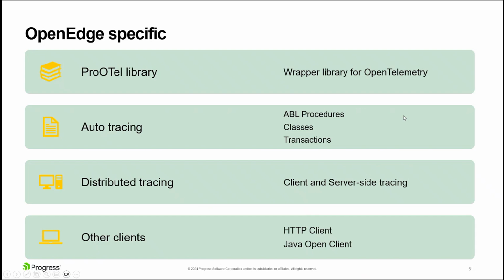So how are we using OpenTelemetry in OpenEdge? We have developed a new library named ProOtel, which is a wrapper to OpenTelemetry. For this MVP release, also known as minimum viable product, for version 12.8, we are enabling trace information automatically across OpenEdge components, which includes ABL procedures, classes, and transactions. We can also inspect client-server calls via distributed tracing.